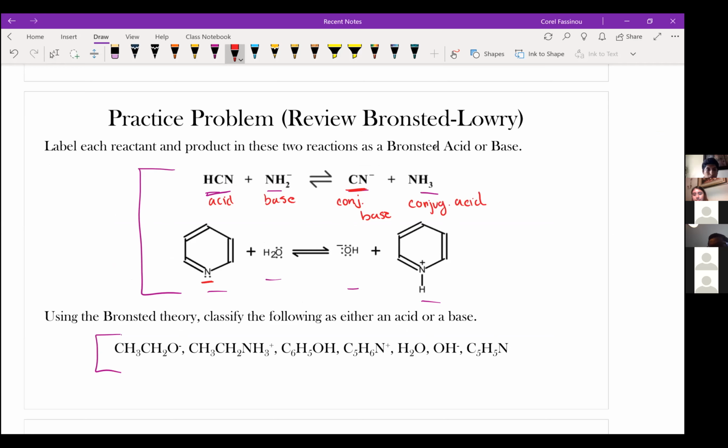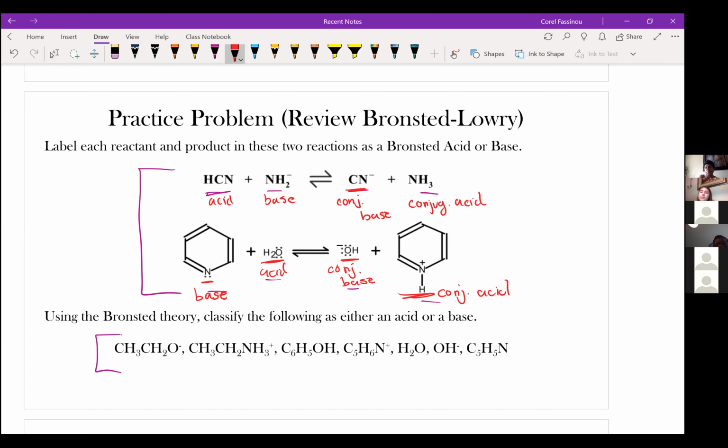The base? Oh, the base, okay. Exactly. And then this is going to be your what? Acid. Yeah. And then because of that, this is going to be your conjugate base. And then this is going to be your conjugate acid.